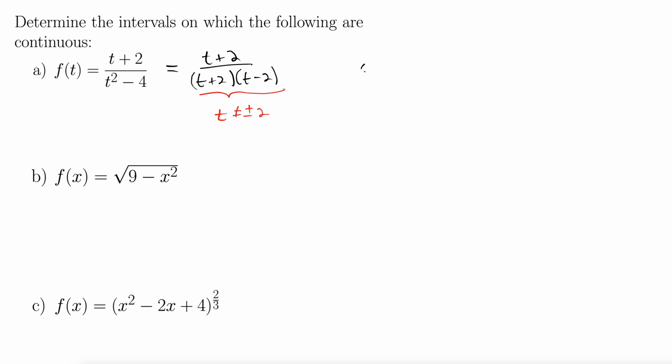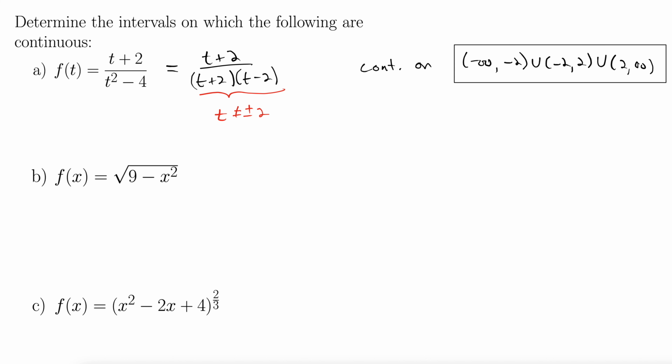So we'll say continuous on its domain, which is negative infinity up to negative 2, hop over negative 2, negative 2 up to 2, hop over that again, and 2 off to infinity. So essentially we're just finding domains for these kinds of examples, but we're doing so with a nod to the continuity theorems and remembering that there's a lot that goes on to make sure these things are continuous.